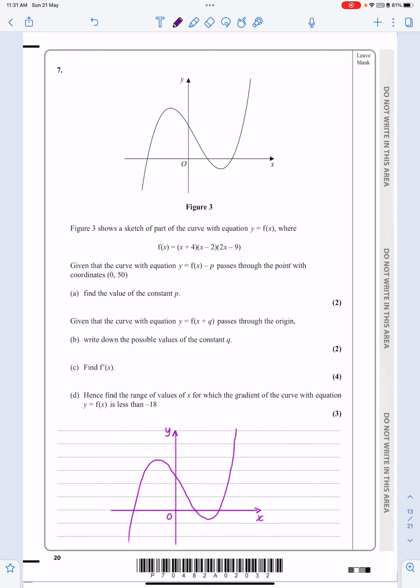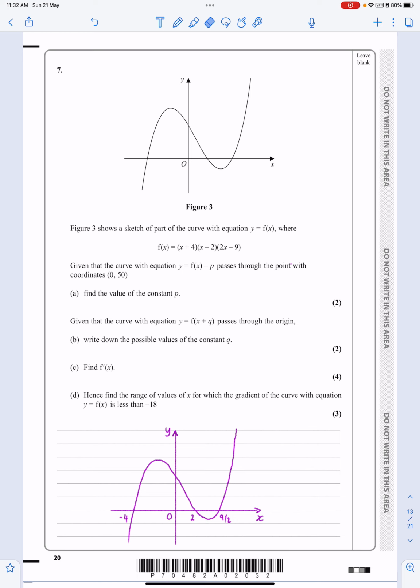Not going to take too much time. If it's (x plus 4)(x minus 2)(2x minus 9), then that's immediately going to give me the value of minus 4 there, which I might need later, 2 and 9 over 2 being where those three equal 0, and so where y equals 0, where f(x) equals 0. So quickly just put those on my sketch.